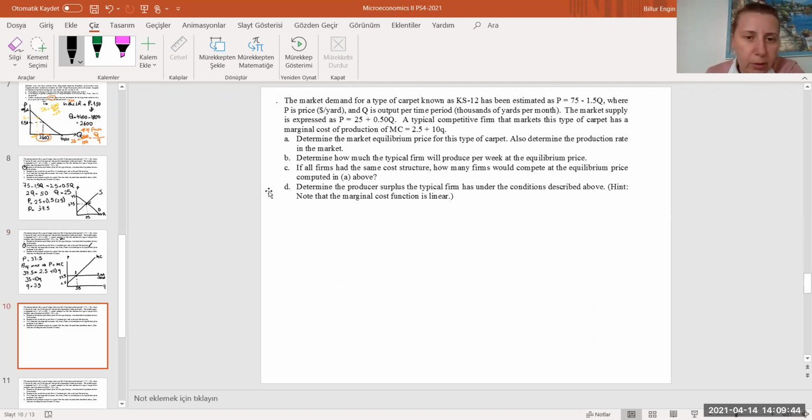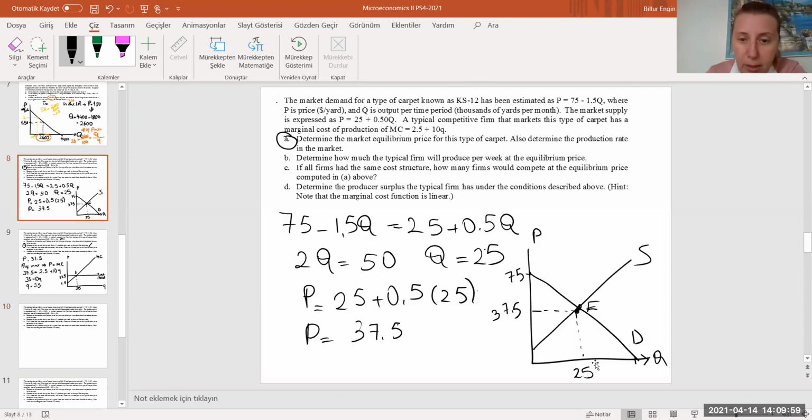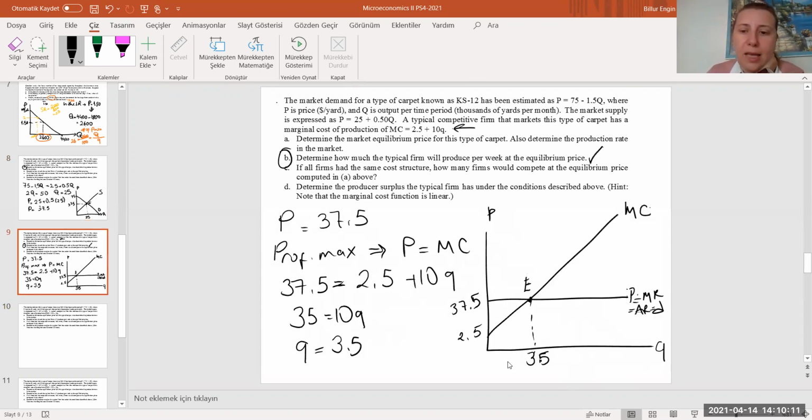And what about question C? If all firms have the same cost structure, how many firms would compete at the equilibrium price computed in A above? Now here we found that in the market, this good will be bought and sold, 25 units. And each firm will sell 3.5 units for profit maximization. If all have the same cost structure, same marginal cost function, we can assume that each firm will sell 3.5 units of that good to maximize their profits.